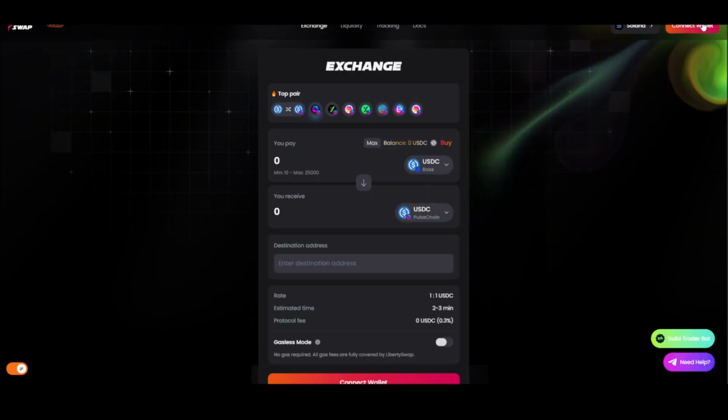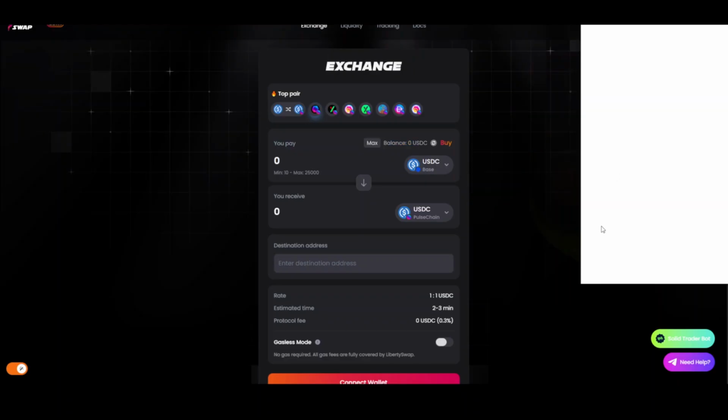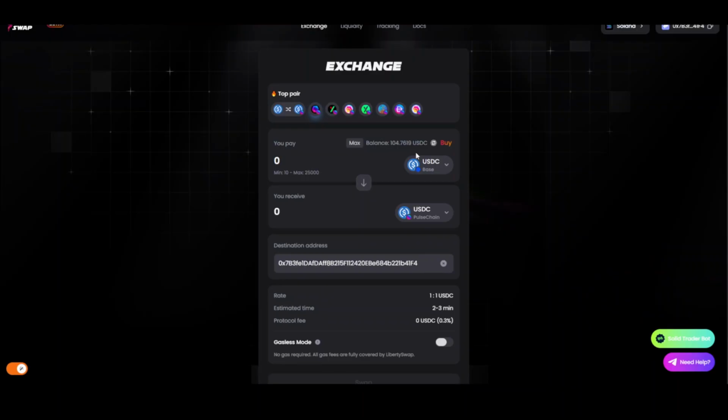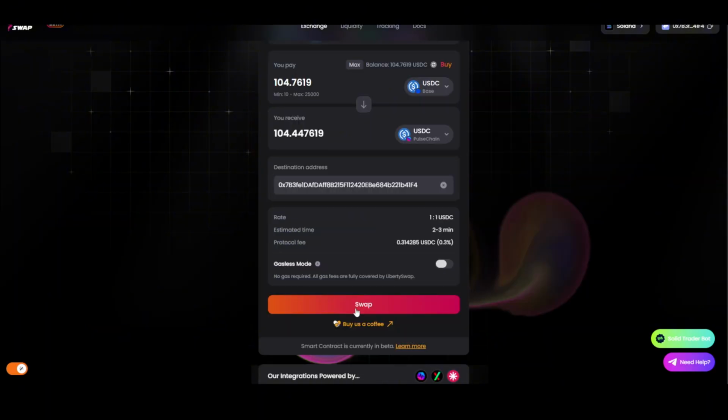So you connect your wallet to Liberty Swap. Sorry, the lagging is because I'm recording it. And you see right there, the balance is on Base, and now we need to get it to Pulsechain. So you hit max, come down here, swap, confirm. This is a very fast process. It's just that my computer's slow right now because I'm recording.